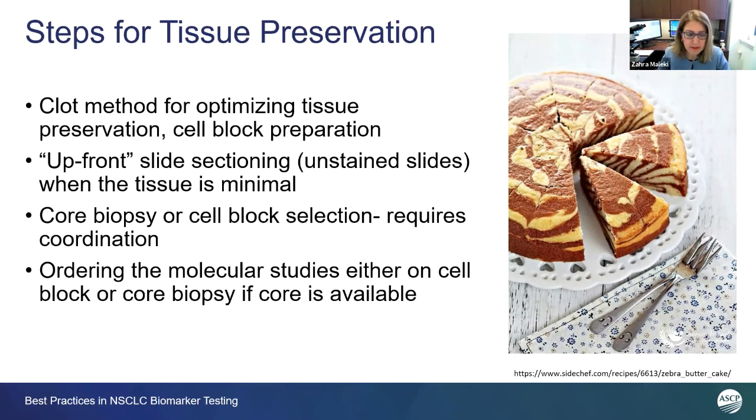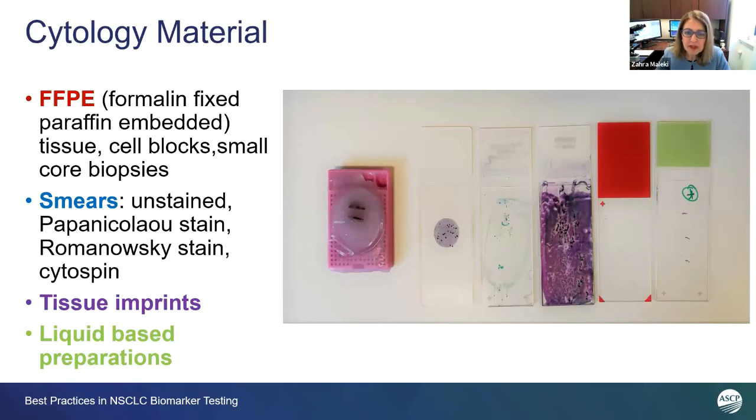The material that we receive, generally speaking, can be formalin fixed, paraffin embedded cell block from that clot. It might be small core biopsies. You may have some smears, Diff-Quik stain, Papanicolaou stain, which is alcohol fixed. And also you might have some cytospin. Those are the most common types of specimens that we use at our institution, but of course, some other types of specimens might be tissue imprints and also liquid-based preparation.